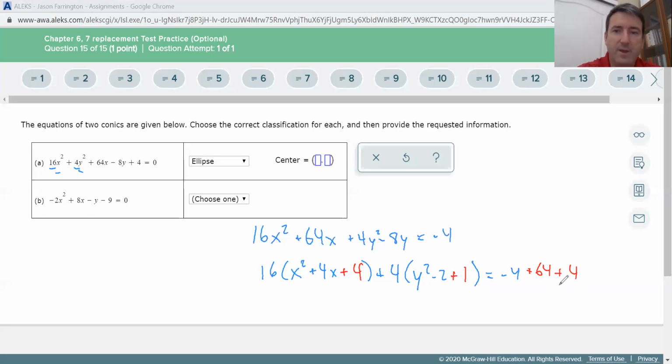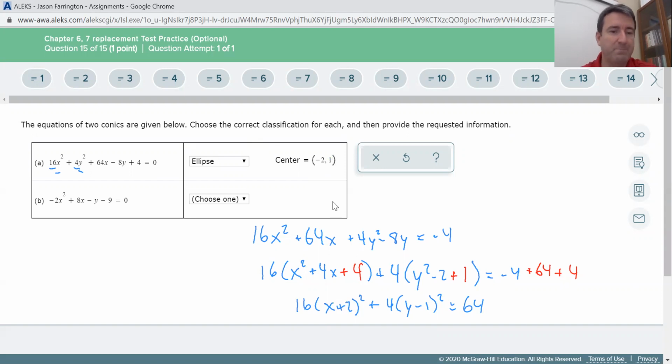All right, now we get 16 times, we can factor that to x plus 2 squared, plus 4 times, factor that to y minus 1 squared, is equal to, well, this -4 and that +4 are going to cancel, so this is 64. And then we divide both sides by 64 to get this equation, but all we need to know is the center, and we've got enough information now to put in the center. The center is going to be at -2, that's the number we're subtracting from the x, and then +1, the number we're subtracting from y.